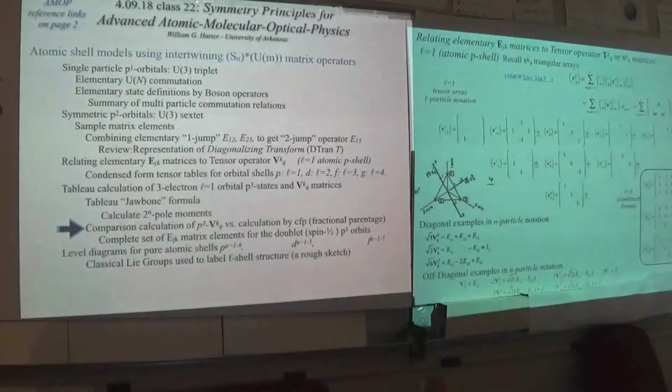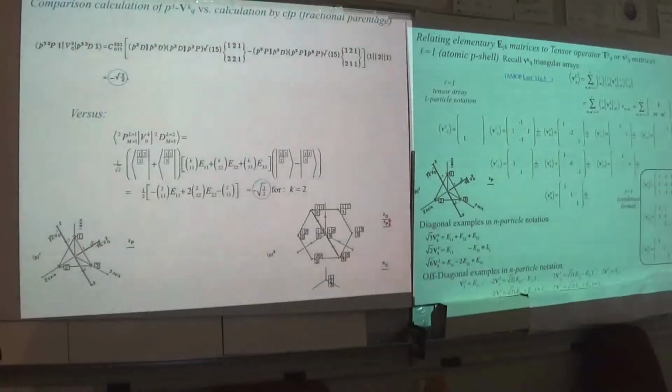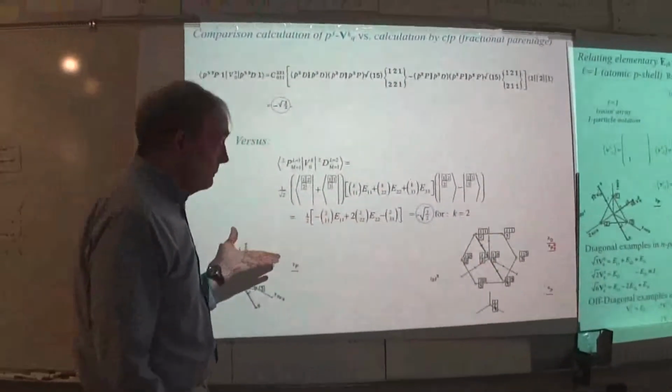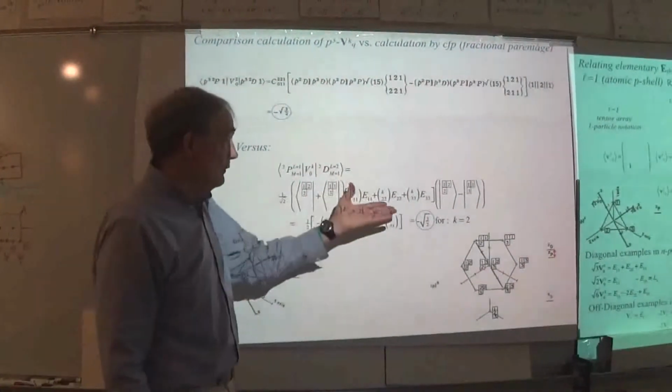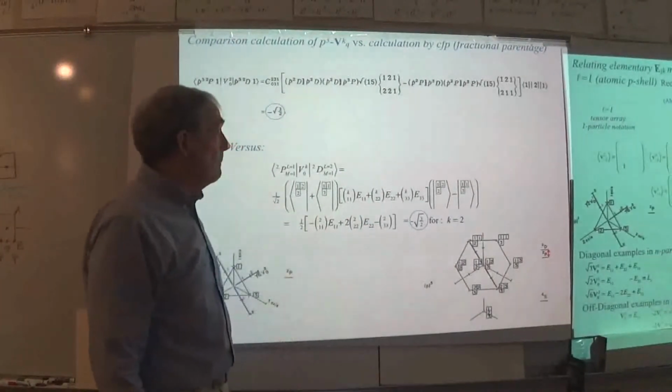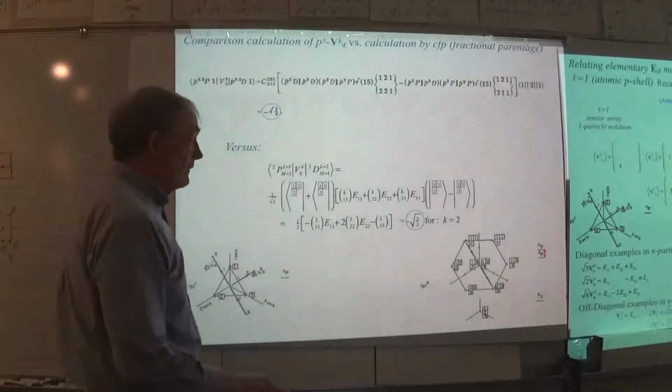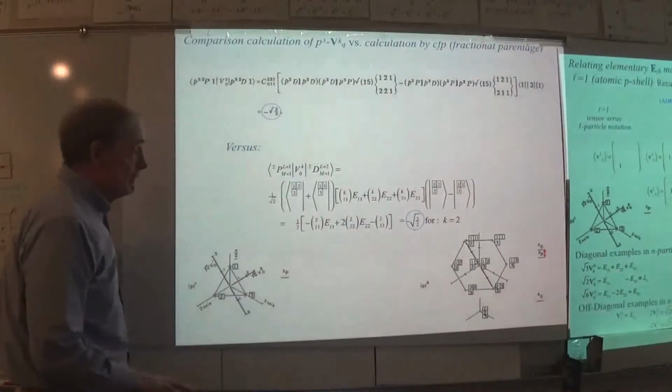Okay. Now what I'd like to show you is a comparison. This is the minus square root of 3 that we get for the quadrupole. And that's what you've got to do. You've got to do some Young tableaus and their matrix elements. Okay, that's the jawbone formula.